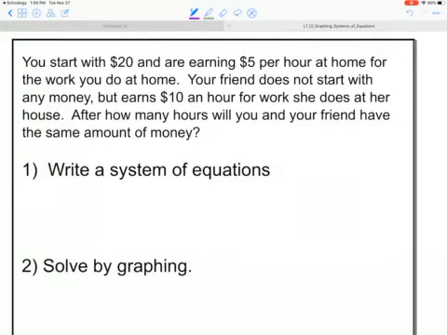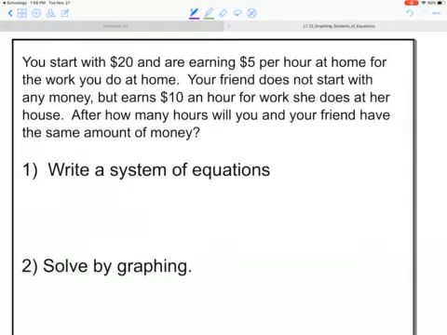Let's look at a word problem. You start with $20 and you're earning $5 per hour for the work you do at home. Your friend does not start with any money but earns $10 an hour for the work she does at her house. How many hours will you and your friend have the same amount of money?